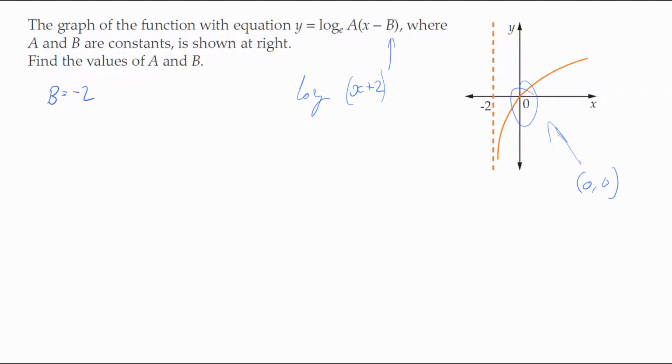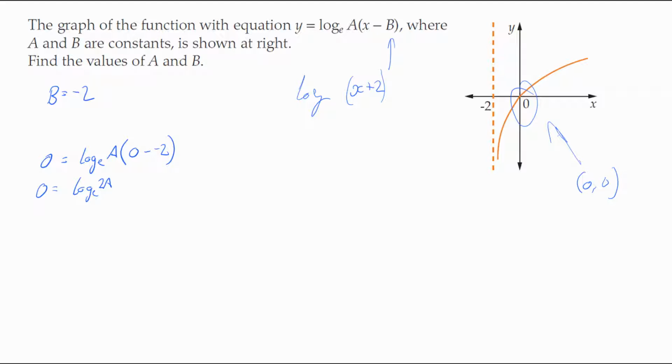So we'll take our equation, and we'll sub in y equals 0, log e. We're not really sure what a is at the moment, but we do know that x is equal to 0 and b is equal to negative 2. And all we have to do now is rearrange this until we can get a by itself. Before I do any rearranging, I'm just going to neaten it up a little. So we'll have log e of a times 2, so we'll just put it as 2a.